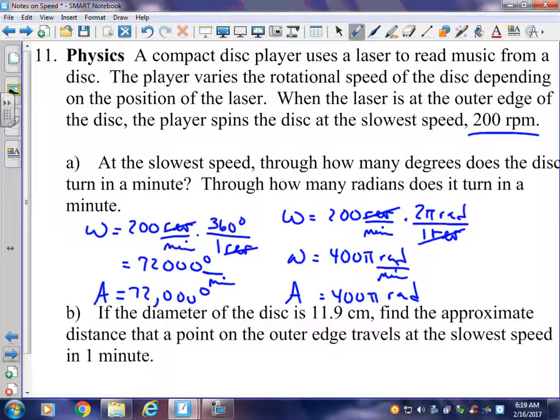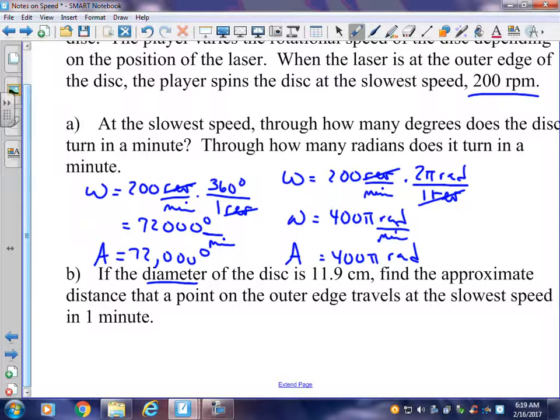Alright, so let's take this a step further. In part B, it says if the diameter of the disc is 11.9 centimeters. Oh, wait a minute. What am I supposed to do every time I see the word diameter? Yes, I am supposed to find the radius. So we're going to take 11.9 and divide it by 2 and say the radius is equal to 5.95. It says find the approximate distance a point on the outer edge will go at the slowest speed in 1 minute. Now we already know the angular speed because we found that up here earlier. So we're already halfway there. We just got to take and plug that into the linear speed formula.